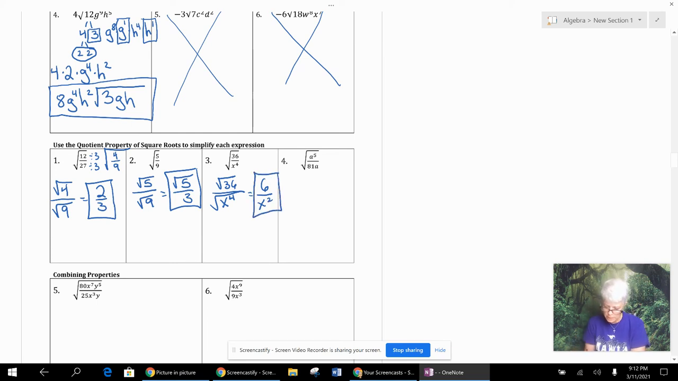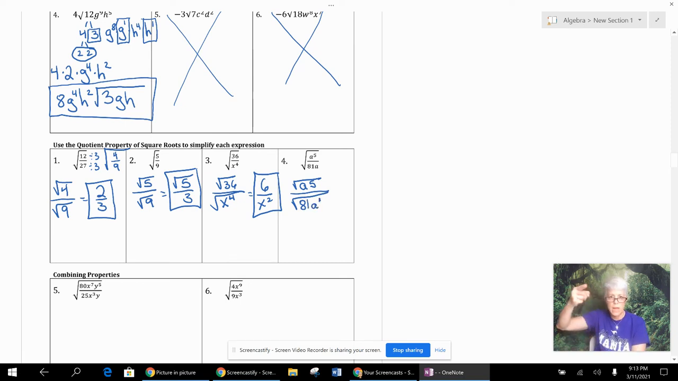Now look at this next one. This is where we pull in what we learned way back when. I don't even remember what unit. So let's just go ahead and see what we have here. We have a to the power of 5, and underneath it, I have an 81 and an a to the power of 1.